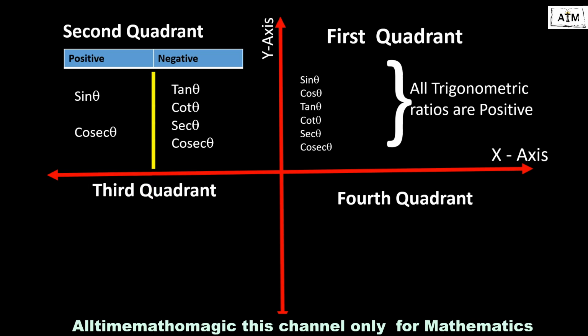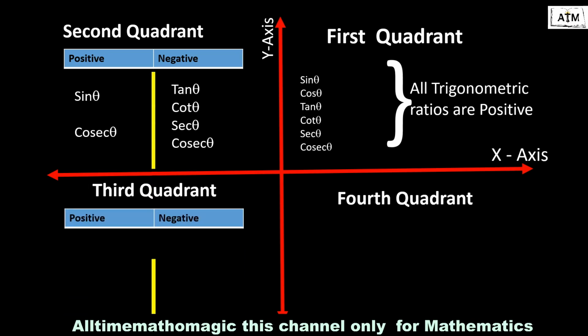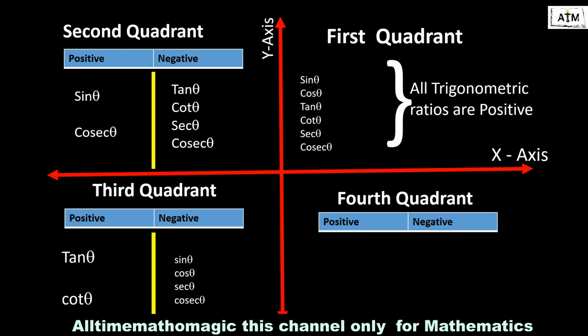In the third quadrant, tan and cot are positive and remaining trigonometric ratios are negative. In the fourth quadrant, cos theta and sec theta are positive and remaining trigonometric ratios are negative.